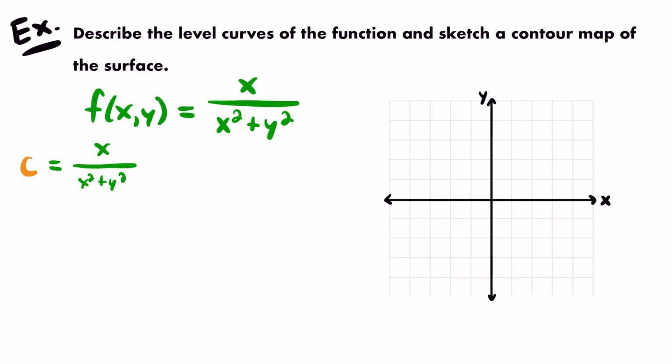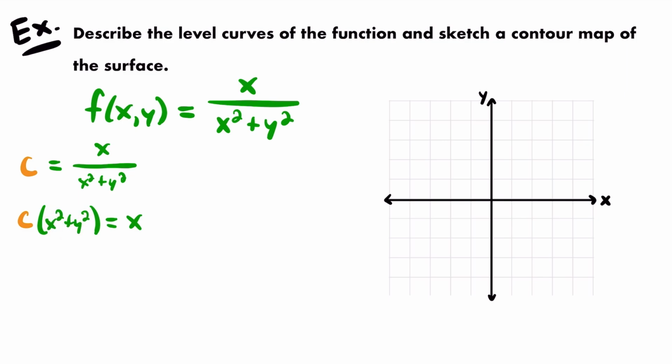And then I currently don't know how to graph that, so let's try to make it look a little bit nicer. The only thing I can think to do right now is multiply both sides by this quantity of x squared plus y squared. So that's what I'm going to do first. We'll have c times x squared plus y squared, and that will be equal to x. And then at this point, I'm not really sure what to do next at first, but do notice that we do have an x squared and a y squared term.